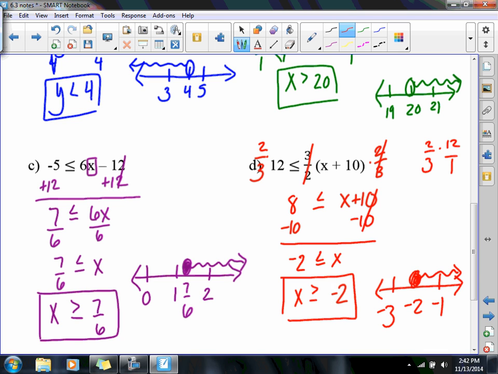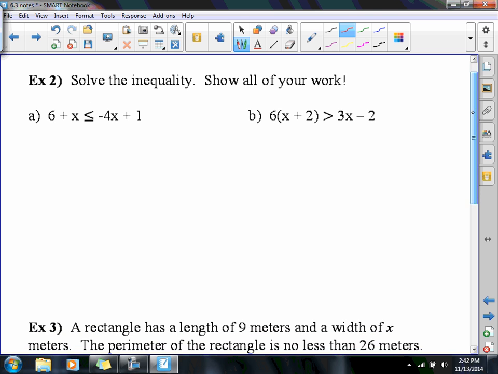So don't forget, when you're doing these problems, show all your work, follow the same rules that we had for solving equations, and then graph your answer as well. That's the extra step that's new for inequalities.